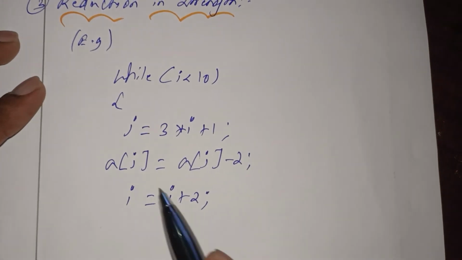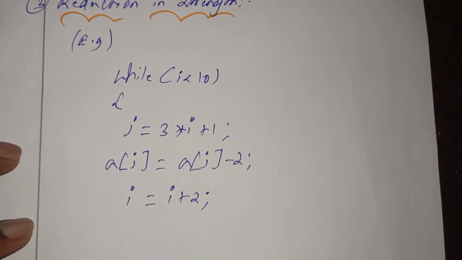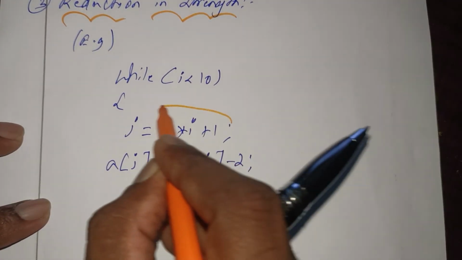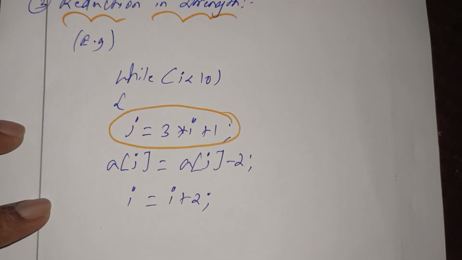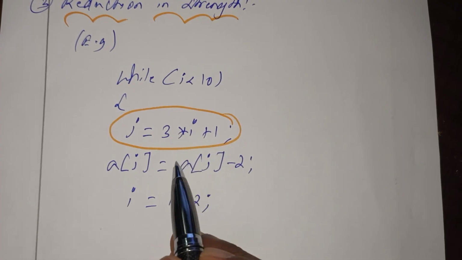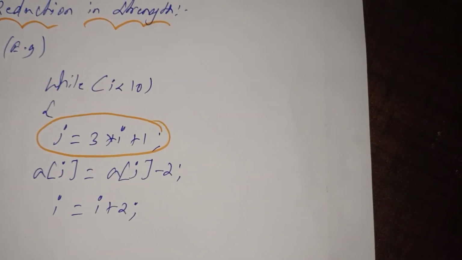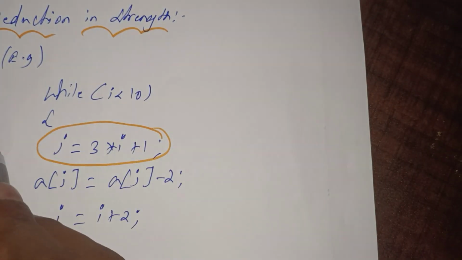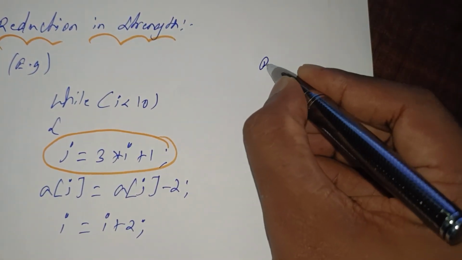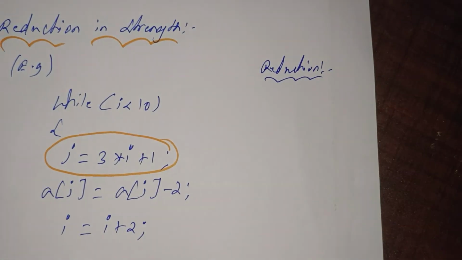In this example you can see exactly where the strength can be reduced, only at one point, that is this. Here you can reduce the strength: 3 asterisk i can be reduced into a cheaper strength, that is a plus value. So this asterisk has to be replaced by a plus. I'm going to write the same example in the adjacent way. So this is without reduction, and here it is with reduction. Let us see how this reduction has been performed.